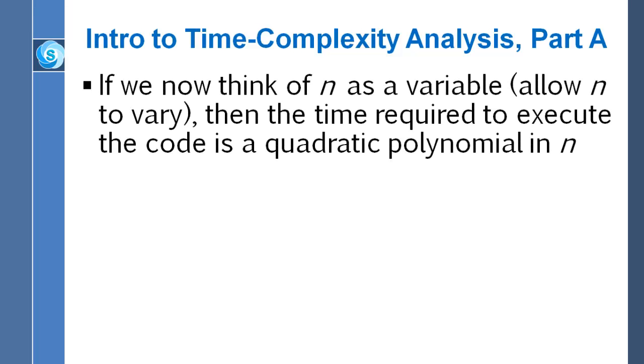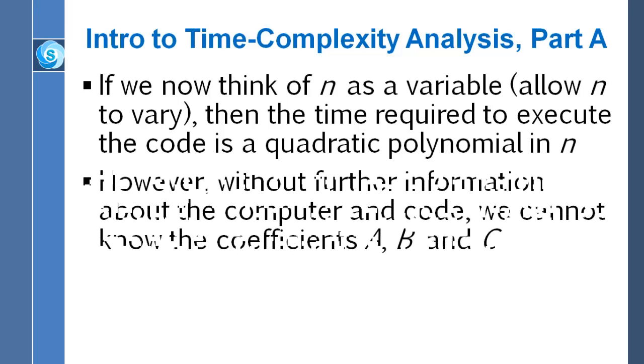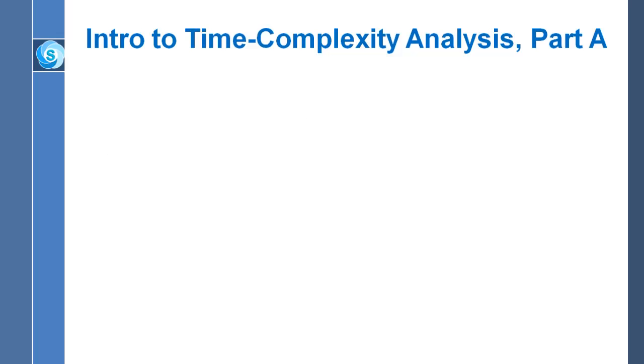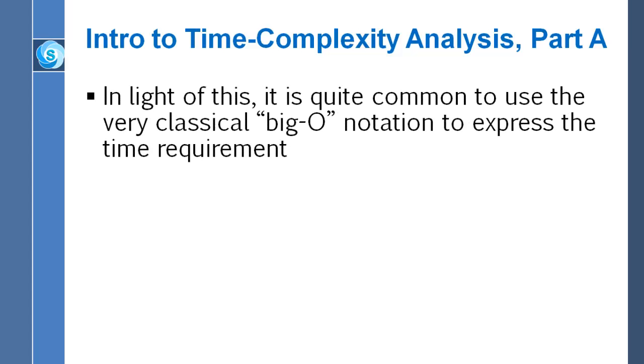Okay, so there it is again. We're thinking about that as a quadratic polynomial in n. Now, we don't really know the constants A, B, and C, and we really don't want to focus on them. We agree that they're different constants for different computers and different operating systems and different compilations of the program and so on and so forth.